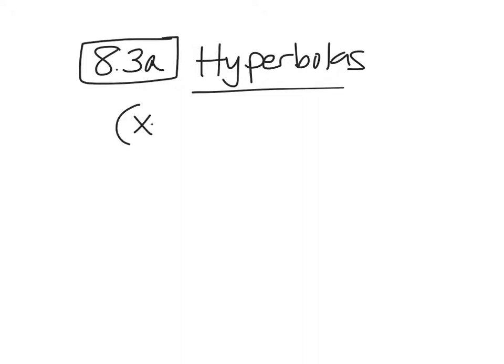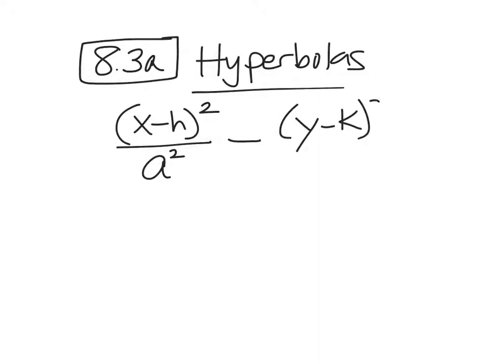We're going to have (x minus h) squared over a squared. And so far, it looks exactly like an equation for an ellipse. But then we changed it from a plus to a minus. And when you subtract it, it changes the graph a lot. So (y minus k) squared over b squared equals 1.